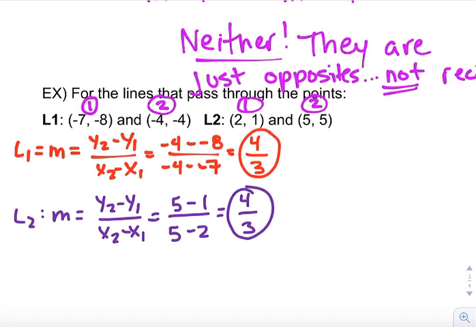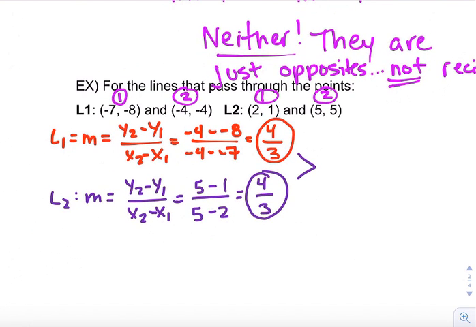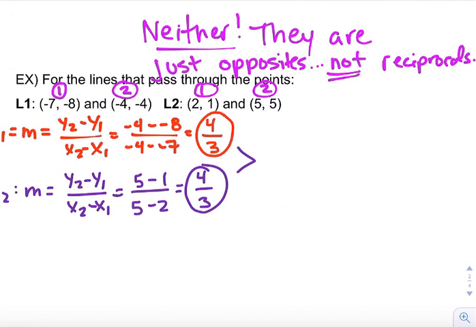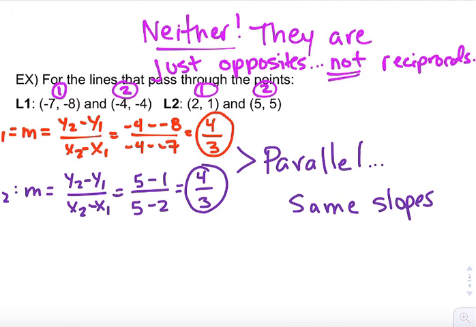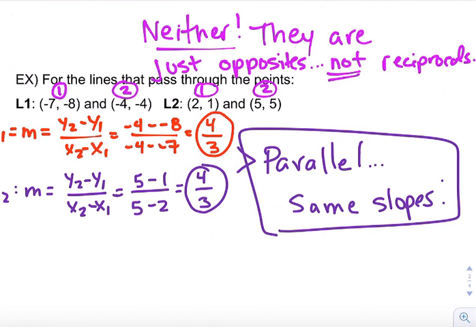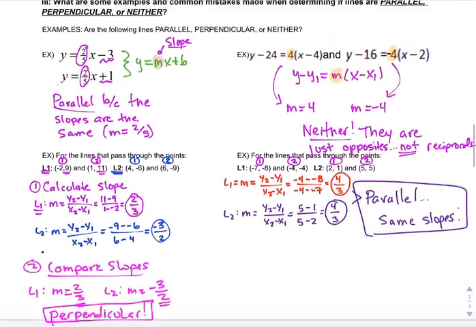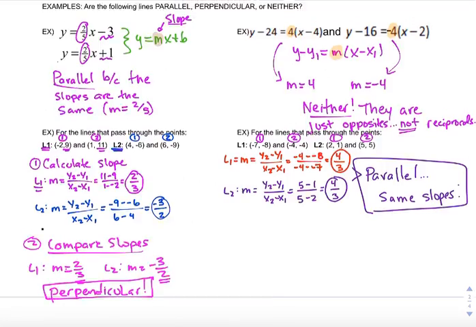So we have 4/3. So if we have 4/3 for the first line, 4/3 for the second, this indeed will be parallel. This is because we have the same slopes. Okay. So not a crazy calculation compared to maybe the ones we've been doing in the past, but a calculation that needs to be mastered nevertheless.